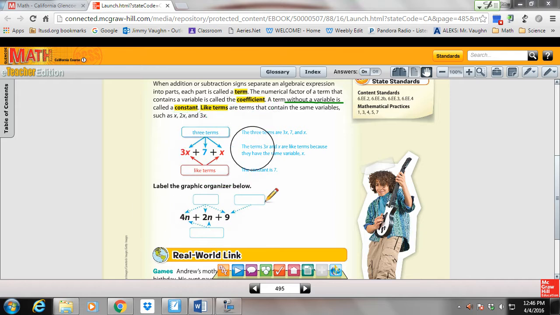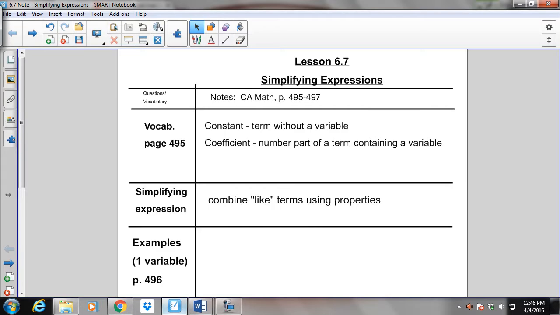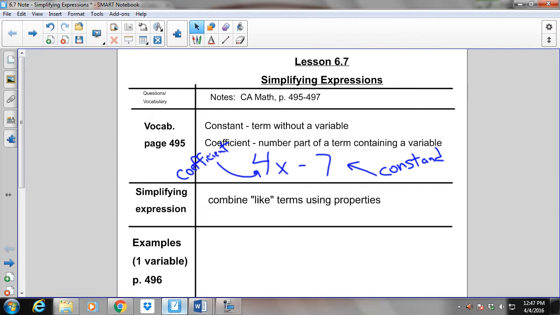Let's go ahead and go to the next page. Move right along here and get caught up on some notes. Let's go with blue today. So we'll go 4x minus 7. I would draw this out and label it so you have it in your notes. So 7 is the constant, and the 4 is the coefficient. If you want to label yours a different way, that's fine, just as long as you have that information there. So there's your vocabulary background.